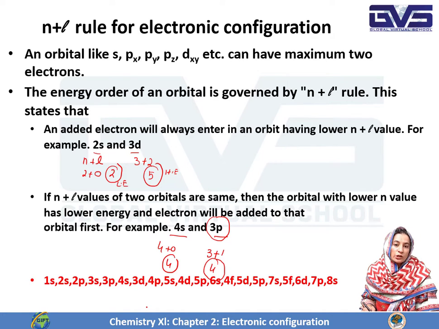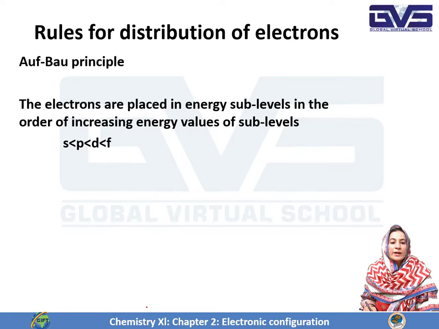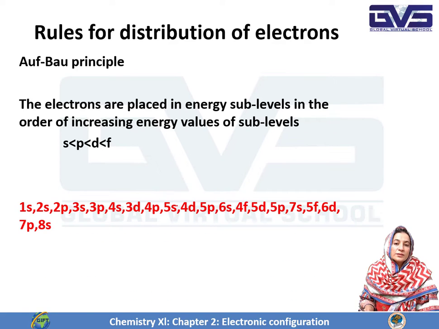But for filling the electrons, for distributing the electrons, we have some rules called the Aufbau principle, Pauli exclusion principle, and Hund's rule. And what is the Aufbau principle? It is just like the n plus l values. The electrons are placed in energy sublevels in the order of increasing energy values of the sublevels, and according to that you get this sequence.